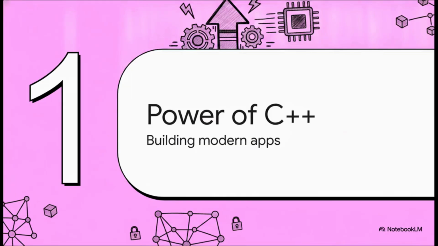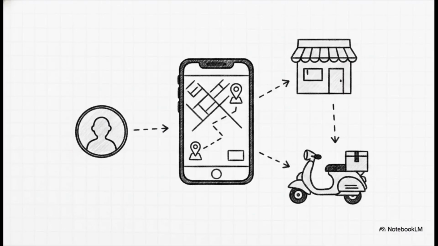Section 1. The power of C++. Building the foundation of modern apps. Simply put, you really just can't skip C++. It is the absolute core of those real-world unicorn apps you use every single day. Think of your favorite food delivery platforms. These massive systems rely heavily on object-oriented programming to manage things like users, restaurants, and drivers as data objects.